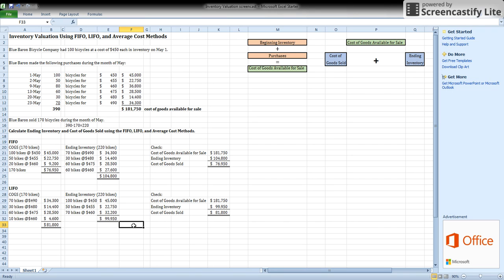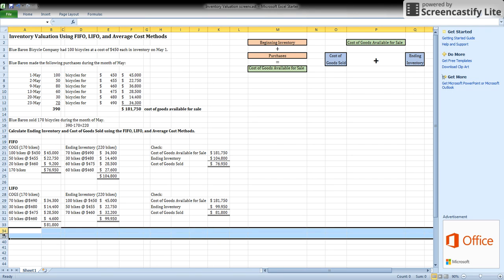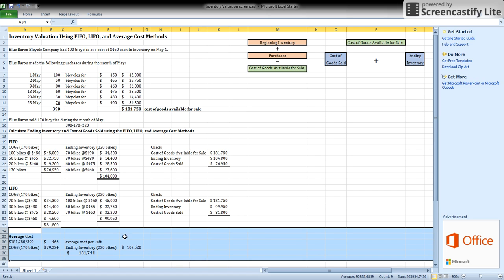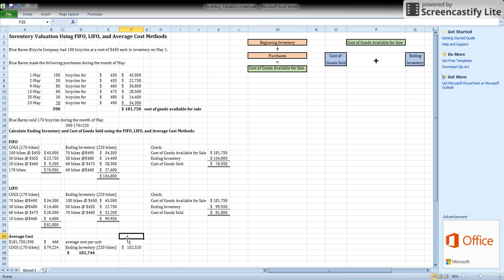Next, we're going to look at the average cost method of inventory valuation, and that's a little different from FIFO and LIFO. Under the average cost method, we will take our total cost of goods available for sale and we'll divide it by the number of units that we have for sale. This will give us an average cost per unit. And in this case, if you take $181,750 and you divide it by 390, you end up with an average cost per unit of $466. Now we can take this average cost and calculate our cost of goods sold and our ending inventory rather easily.